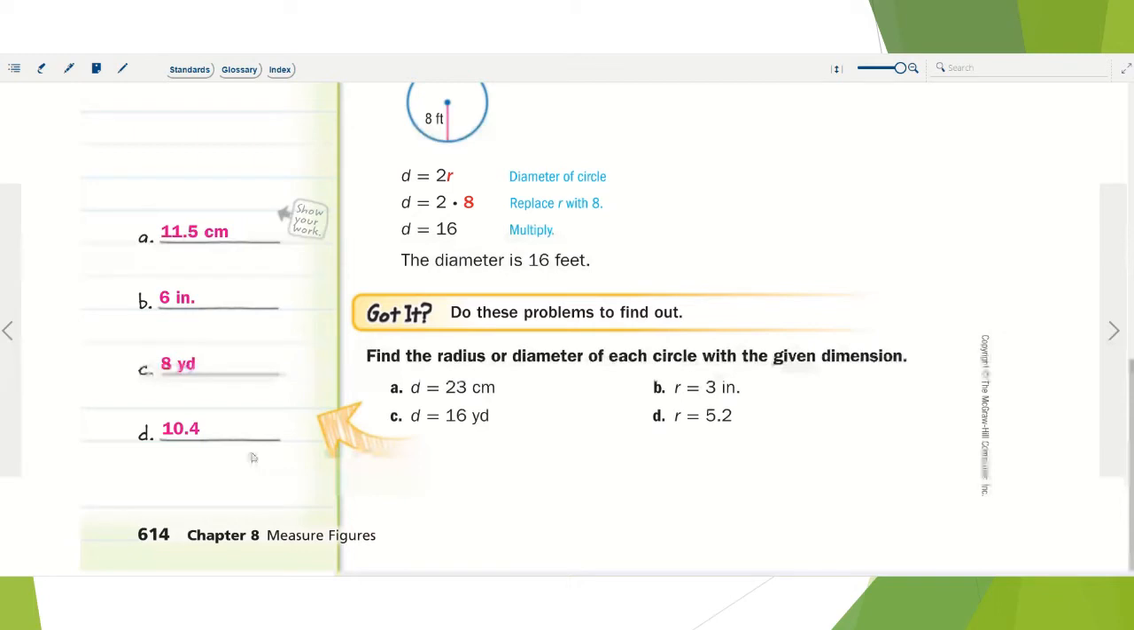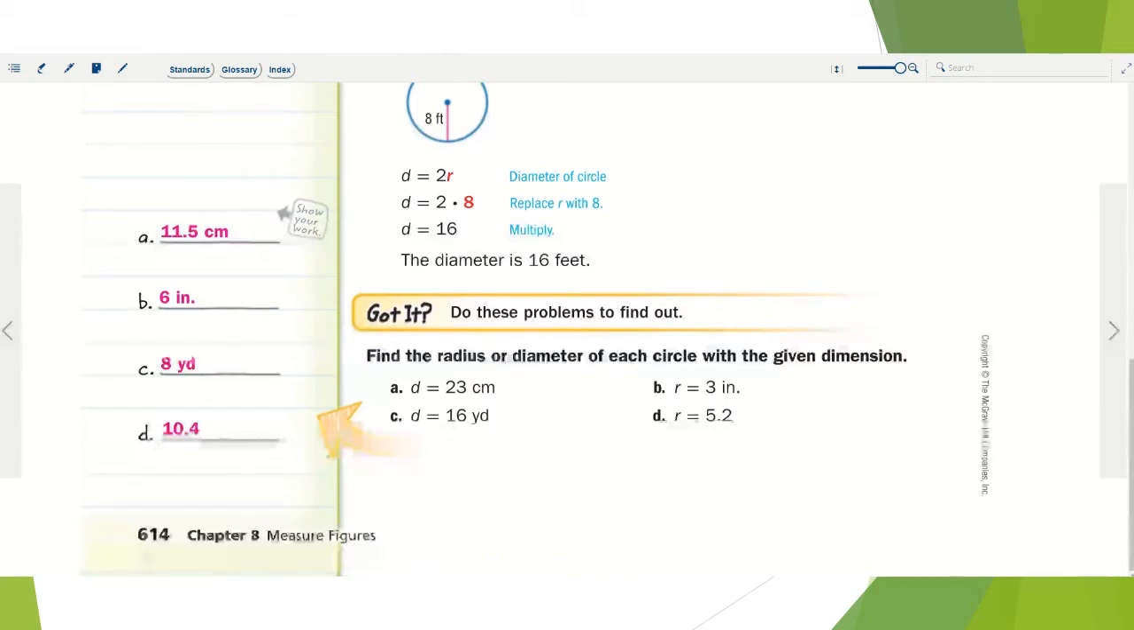And last but not least, got it problem D, the radius is 5.2, therefore I'm trying to find the diameter, so 5.2 times 2 would give me 10.4. I do not know the label on that one for the units, so we could just call that one units because it doesn't give us a specific measurement.